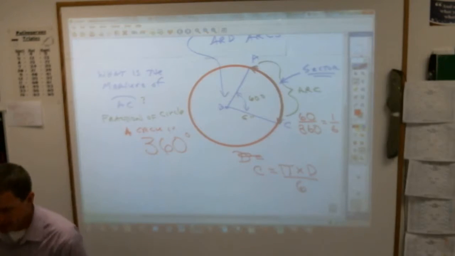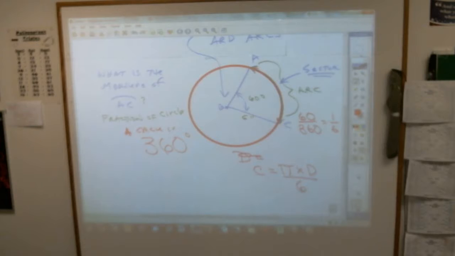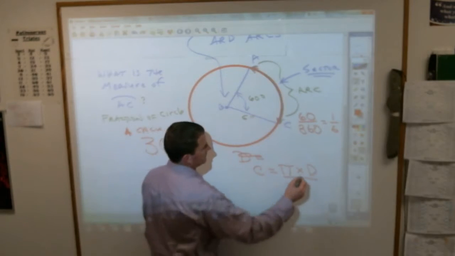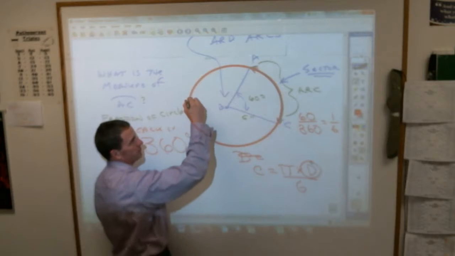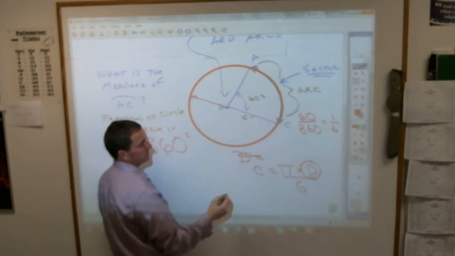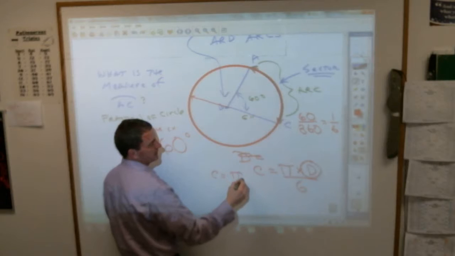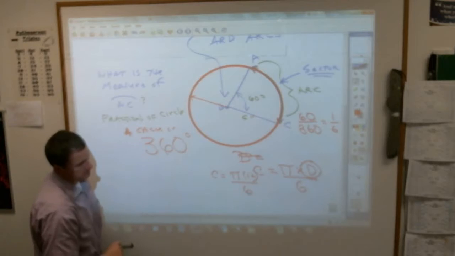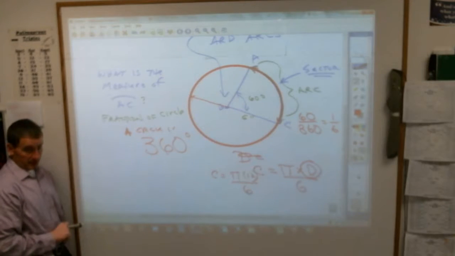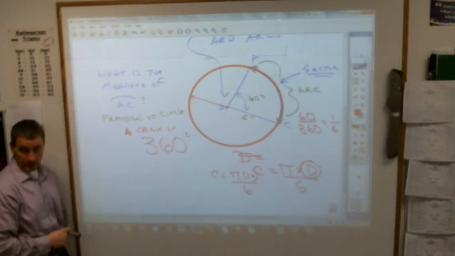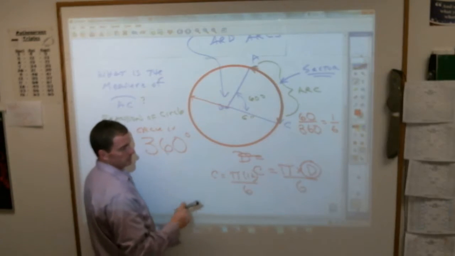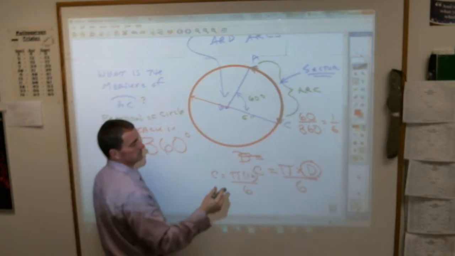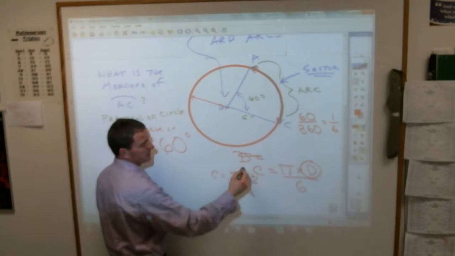And then guess what your answer is going to be there? Wait, is that right or wrong? What is my diameter? I'm sorry, I misled you there. Diameter is 12 inches. Circumference equals pi times 12, all divided by 6. Anybody see any cross canceling we can do there? 6 goes into 12 how many times?